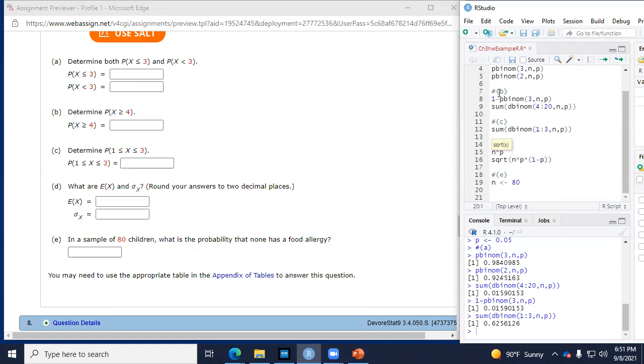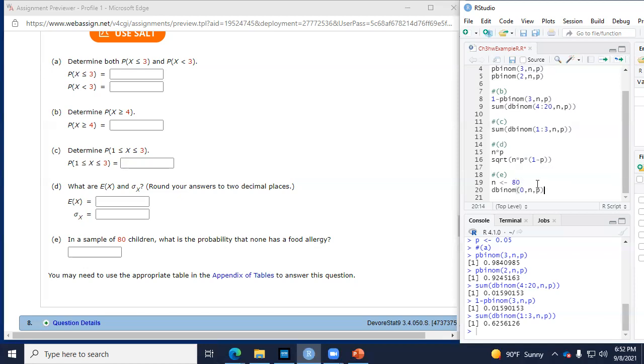but sometimes I get them confused. Either it's P or it's D. Remember, D is for a single probability, PDF or PMF, and P is for CDF. Here the probability of none, that's the probability of X being 0, right? So you just do dbinom, 0, N is 80. So I just put N and P.